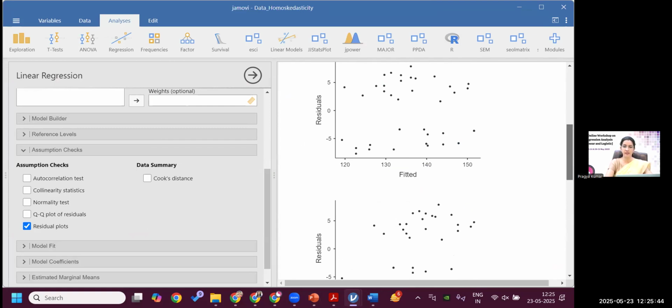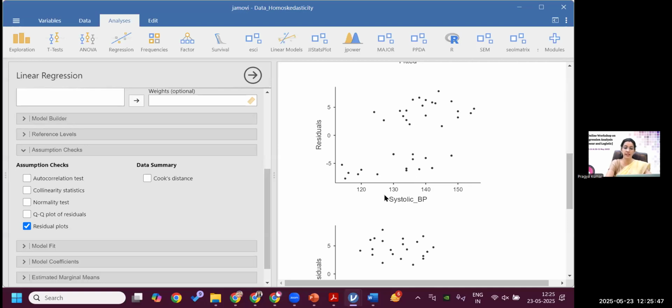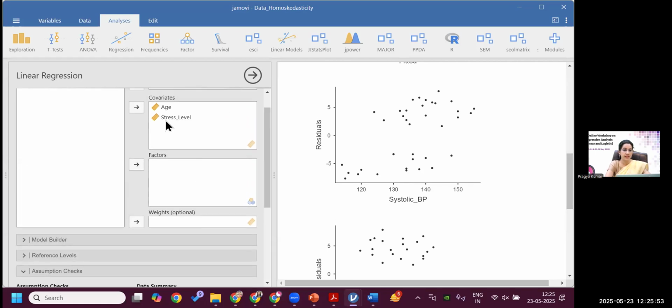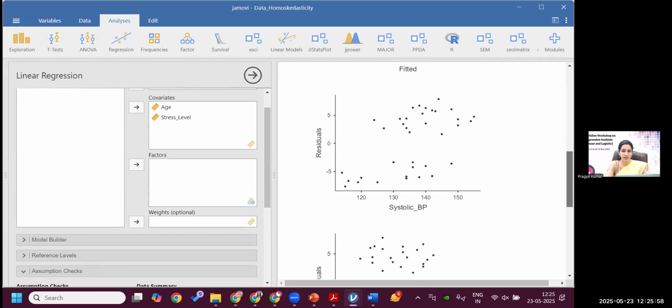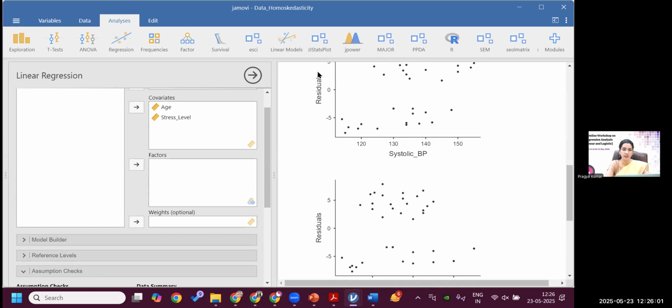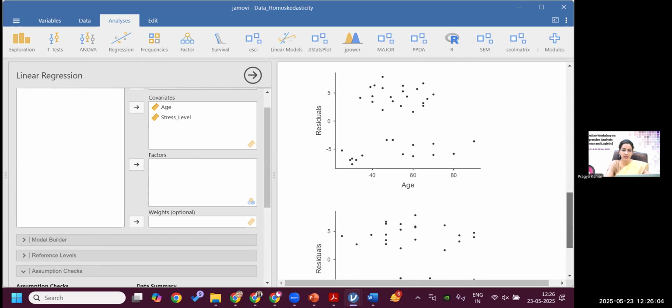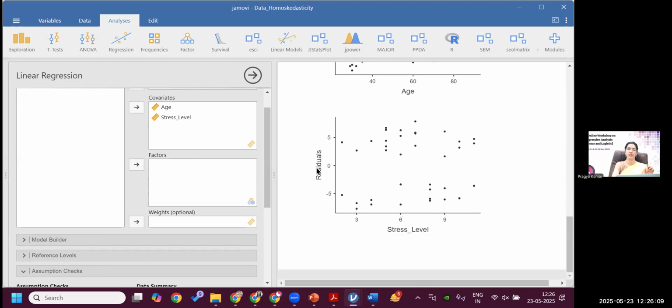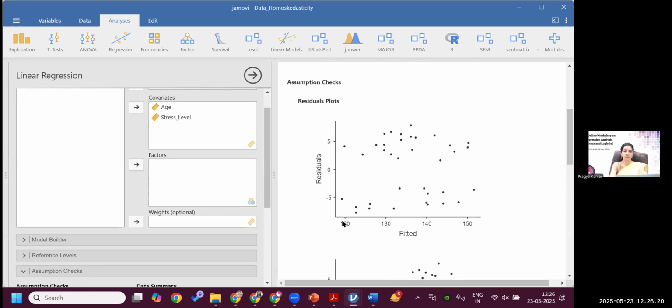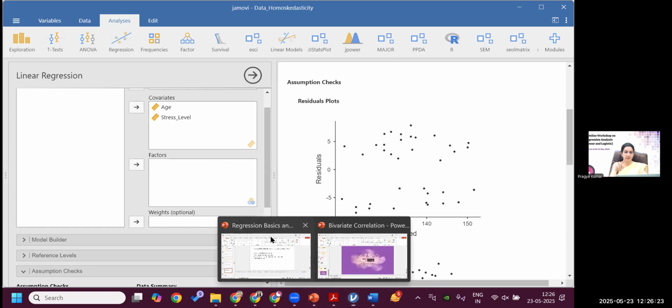Then there are other residual plots between the individual predictor and the residual. The two predictors here are the age and stress level, and then the systolic BP. So one is made with the actual systolic BP and the residual, then another with age and residual, and the third with the stress level and residual. So depending on the number of variables, it makes that many residual plots, right? Basically we look at the first one, the fitted and residual.